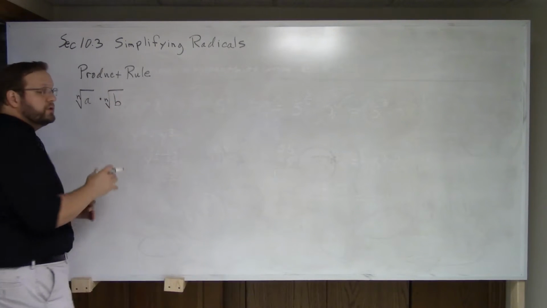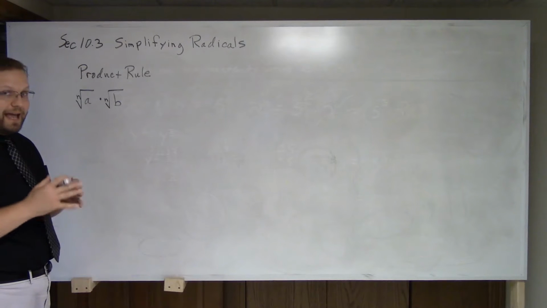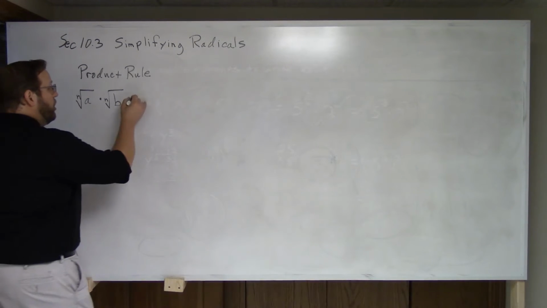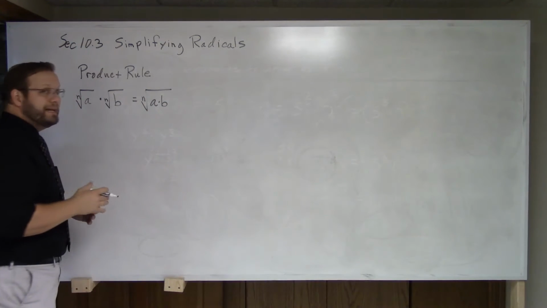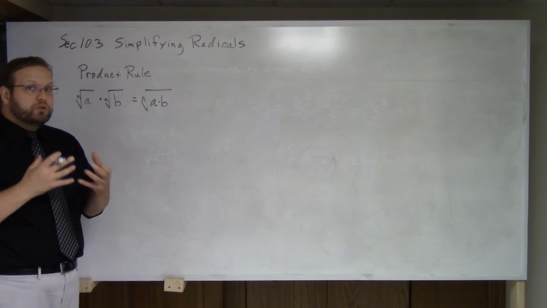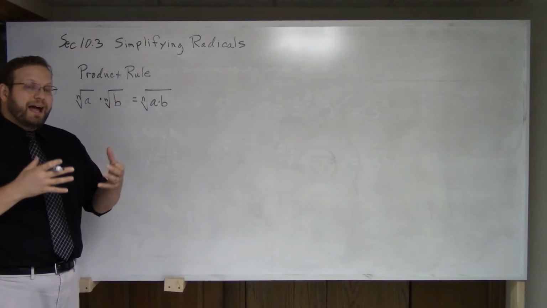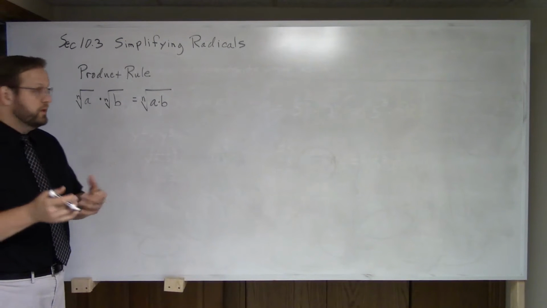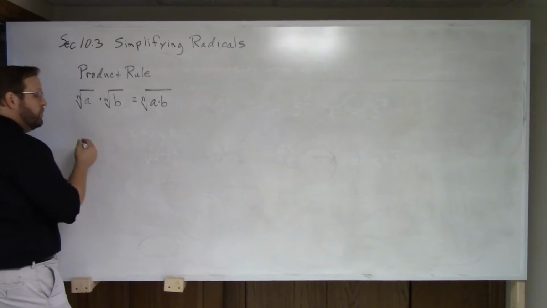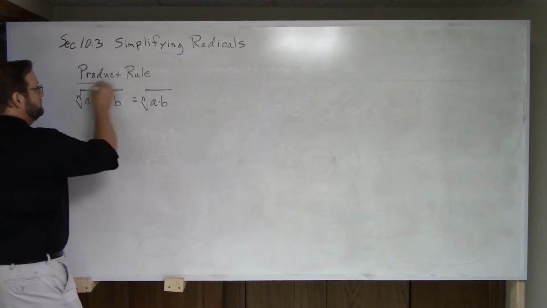of b. Notice those indices are the same. They have to be the same. Then all I would do is take that nth root of the product. So basically, if I'm multiplying two radicals with the same index, I can simply convert that to multiplying those radicands. Nothing more than that. Same thing would go with the quotient rule.